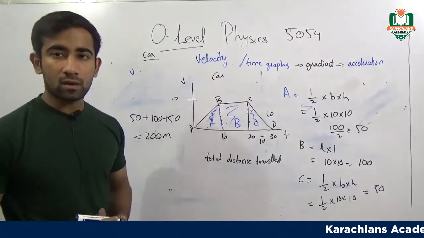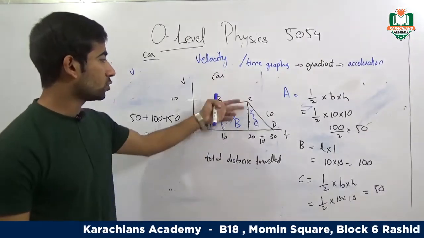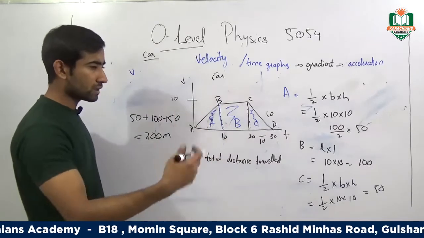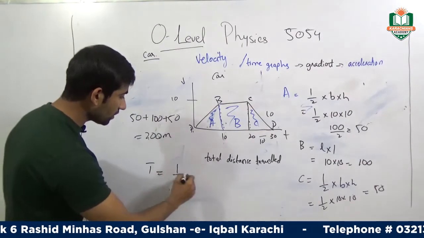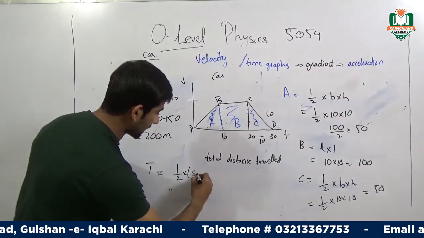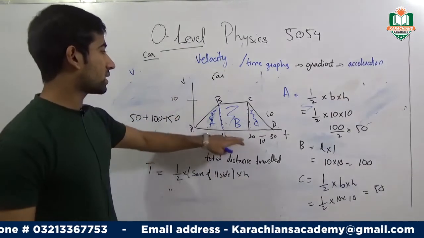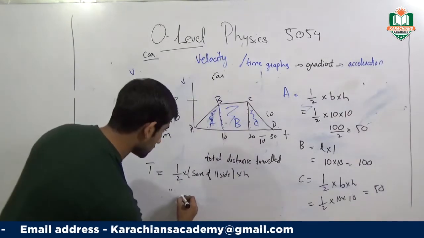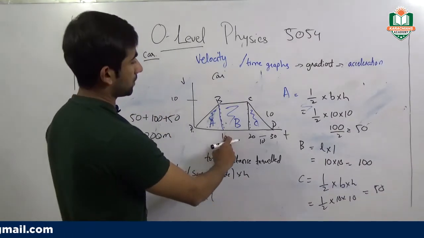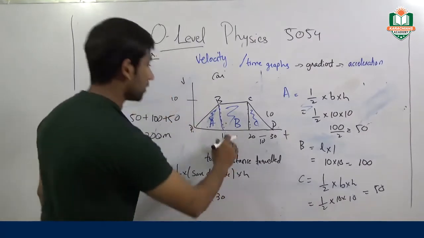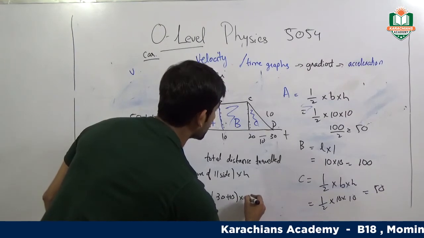That's how you calculate area under the curve, and I could have easily taken this as a trapezium. That would have been more convenient for me, since we have two parallel sides and height. So let's just do it with the formula of trapezium as well. The formula of trapezium is 1 upon 2 into sum of parallel sides into height, and the parallel sides are 30 and 10, so the sum is 40, into height, and height is 10 again.